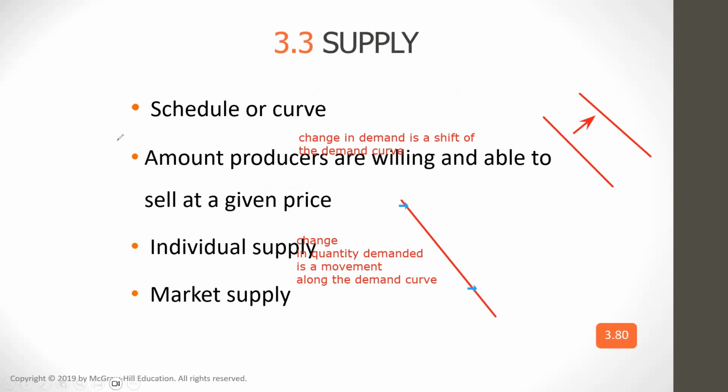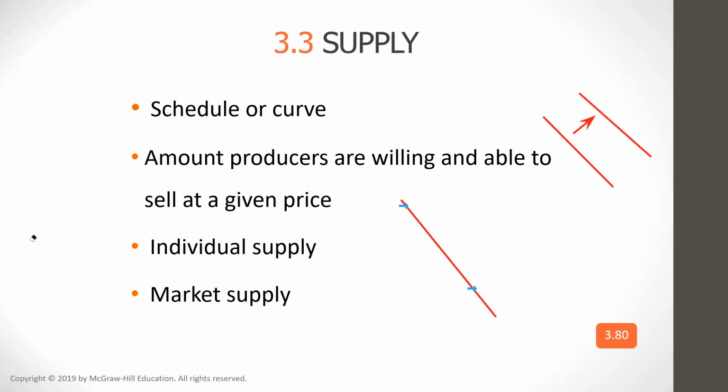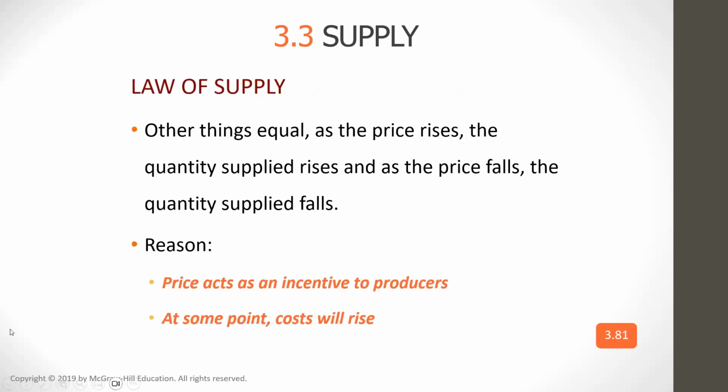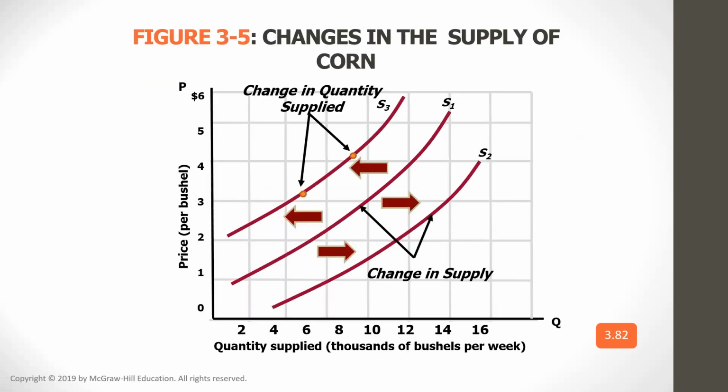Supply is the schedule or curve of the amount producers are willing and able to sell at a certain price, individual supply and market supply. Law of supply, other things equal: as the price rises, the quantity supplied rises, and as the price falls, the quantity supplied falls. The reason is that price is an incentive to producers, though at some point cost will rise. An increase in supply would shift right, a decrease in supply would shift left.